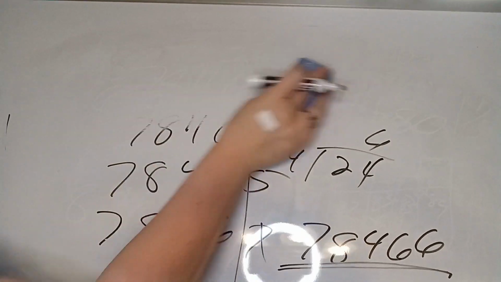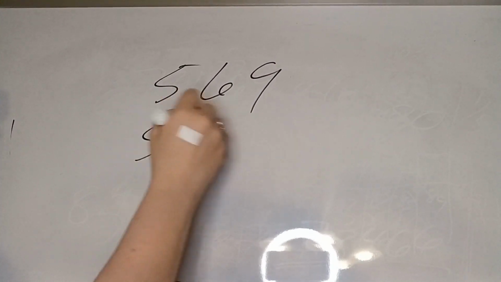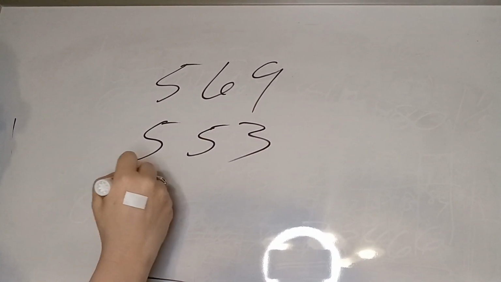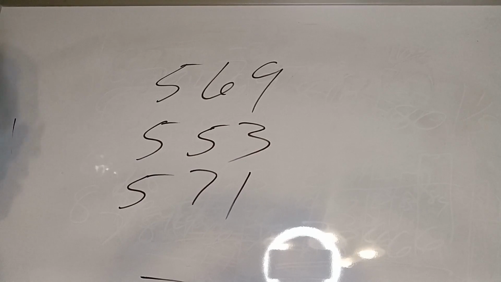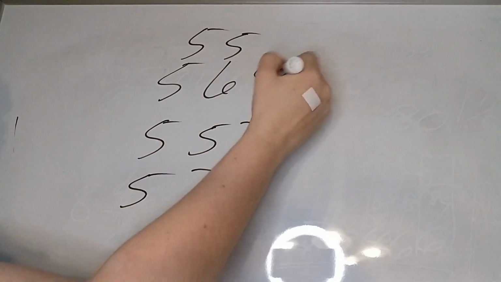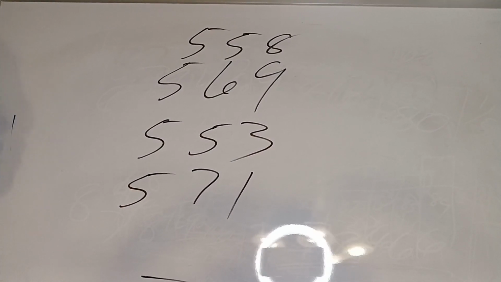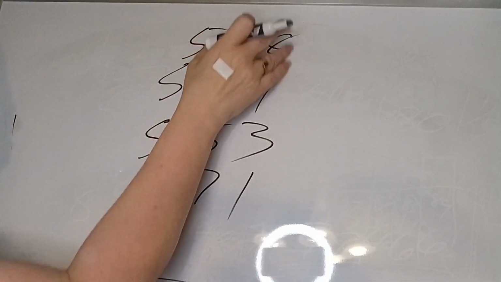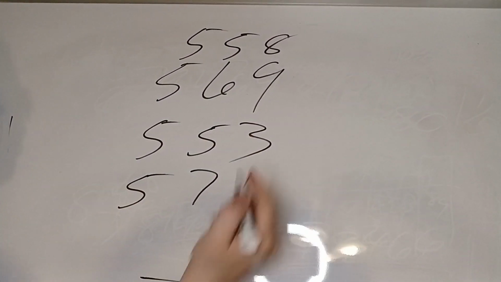Let's look at another one. Let's look at 569, 553, 571, and 558. Okay. In this case, there's several different ways we can attack this. We could take out the 500s and just average these. We could take out 550 and average what's left. Let's do that to start with.